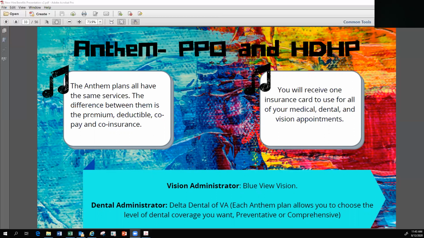If you have dependents, they're going to be using the card that has your name on it as well because you are the policy holder. And if you choose an Anthem plan, you're going to have Blue View Vision as your vision administrator, and you'll have Delta Dental of Virginia as your Delta administrator. And you'll notice that with our Anthem plans, there's two of each. One says preventative and one says comprehensive. And that's because the Anthem plans allow you to pick the level of dental coverage you want, which we'll go over in just a minute.